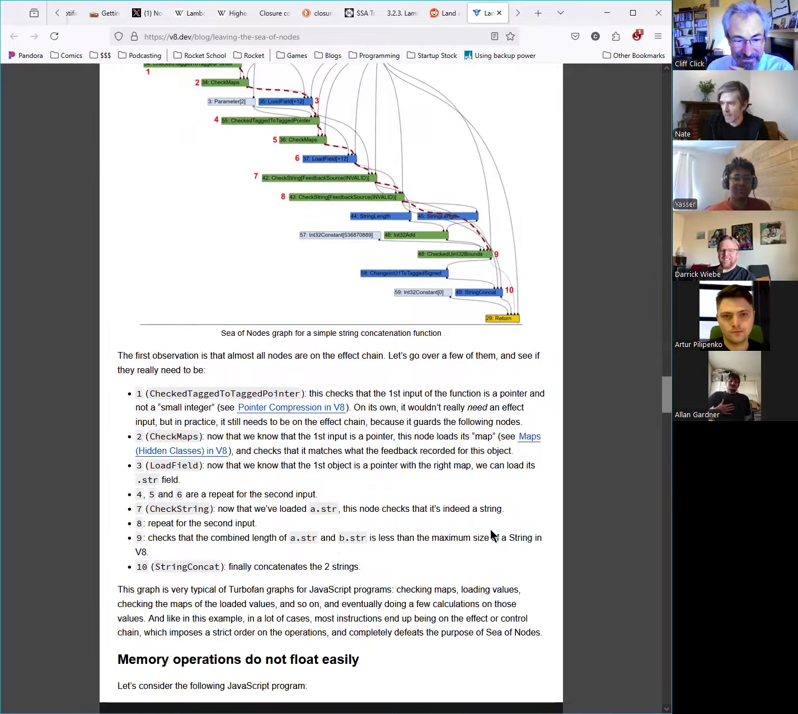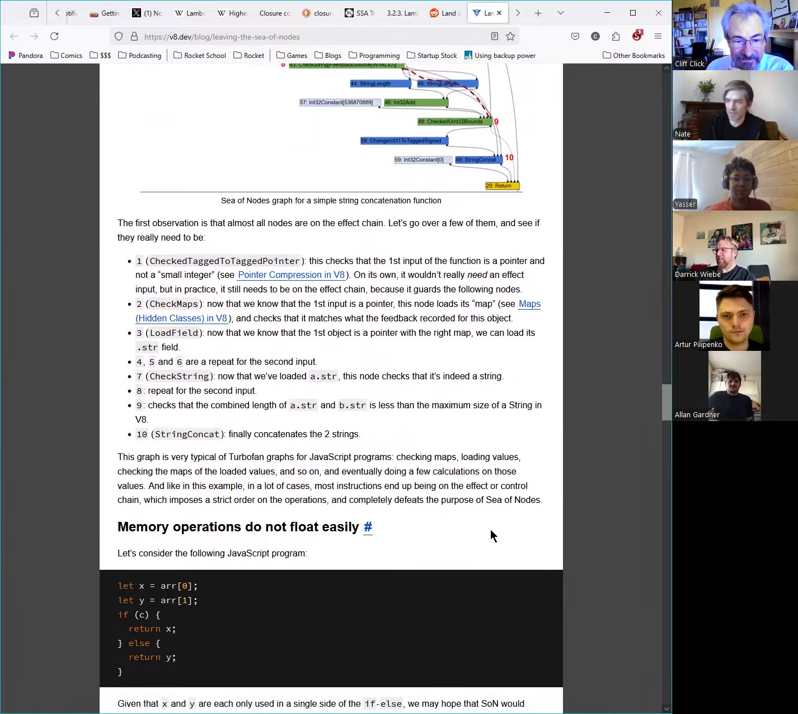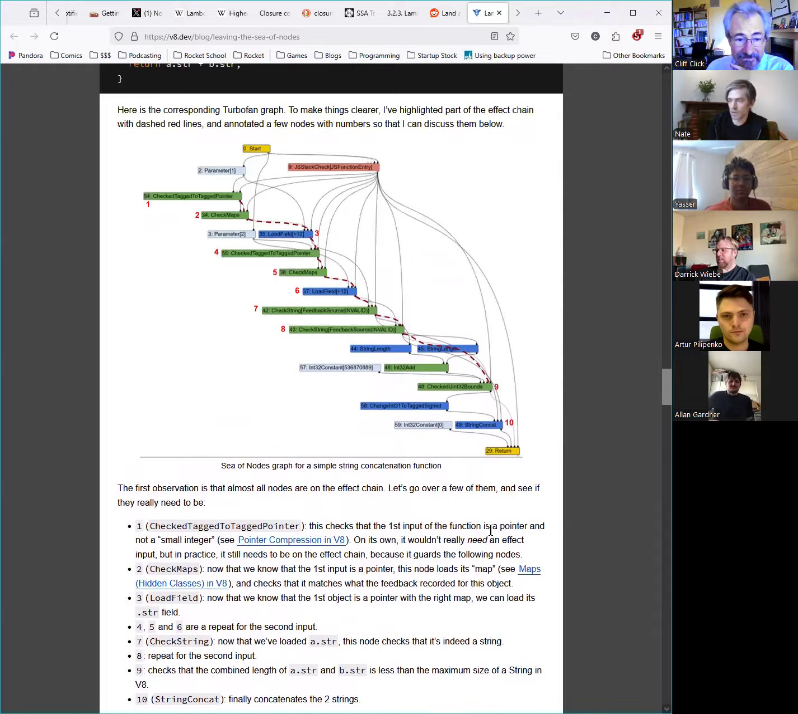It says, in this example, in a lot of cases most instructions end up being on the effect or control chain, which imposes strict order on the operations. Right, and that completely defeats the purpose of Sea of Nodes, as they claim. Yes, and that is mostly correct. You shouldn't be on the effect or the control chain in nearly all cases here. They added themselves a pile of grief. Then they had grief. Yeah. What the hell? So that's the way these things happen.